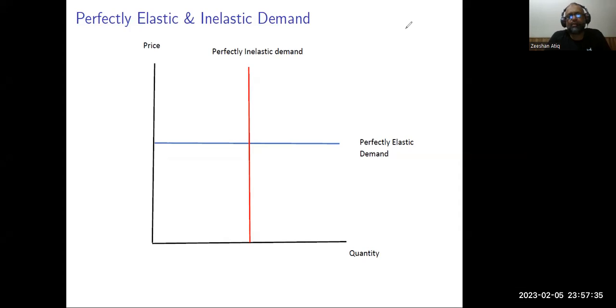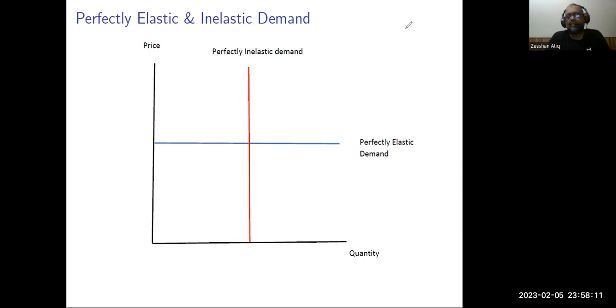In this particular lecture, we shall be looking at the two polar cases of elasticity, for example, the perfectly elastic and perfectly inelastic demand curves. The diagram on your screens shows the two curves. One is horizontal and the other is vertical. The horizontal one represents a perfectly elastic relationship between the price and quantity demanded, and the one in red, which is vertical, represents a perfectly inelastic relationship between the quantity and the price. In this lecture, we shall be looking at what gives rise to these kinds of behaviors.